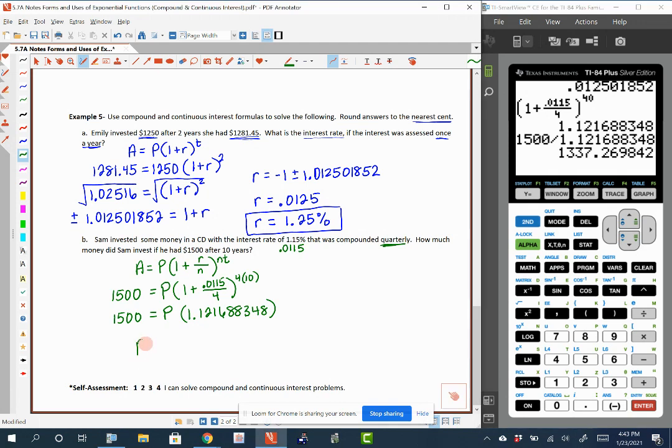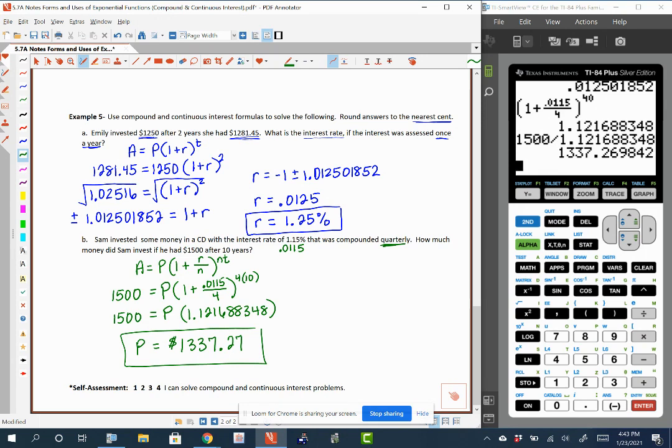So for this particular problem, and again, we're going to round a little bit with money. That 9 rounds the 6 up. So it looks like we started with about $1,337.27. So Sam started with about that much money, and after 10 years in the CD had $1,500.